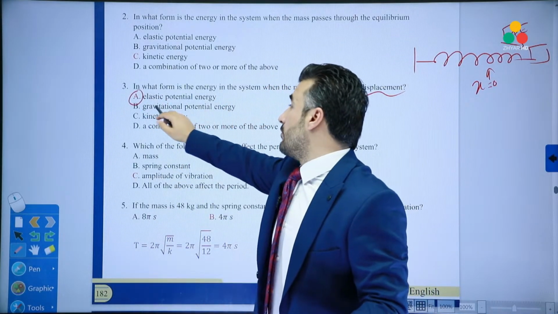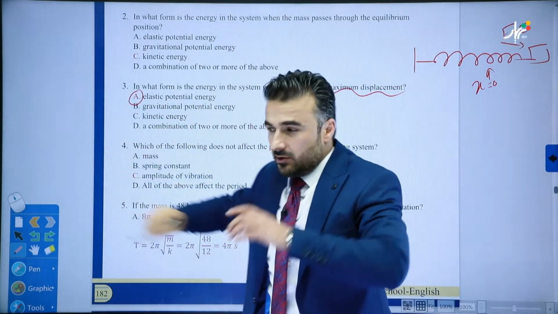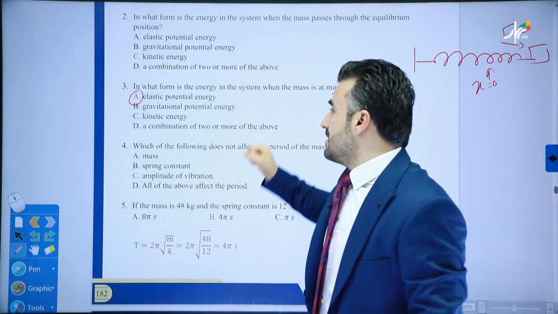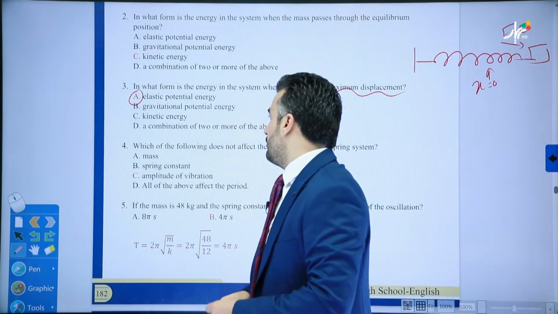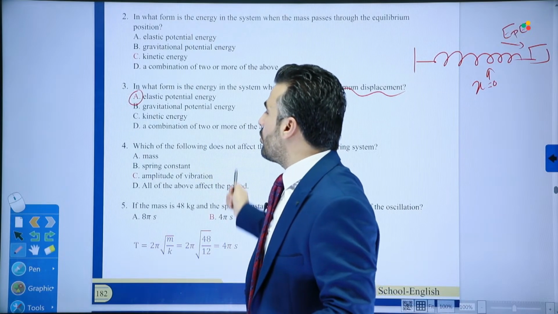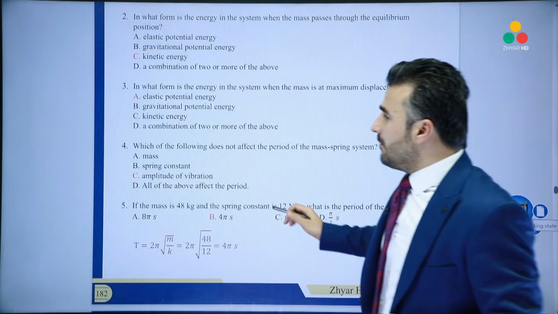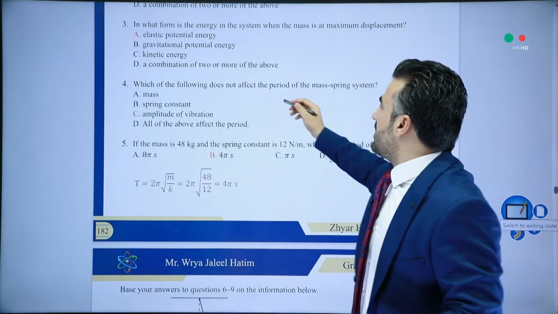Is it gravitational? No. Is it kinetic energy? No, because you'll be stretching the mass and holding it, yeah? So it is elastic potential energy. Is it a combination of two or more? The answer is no.